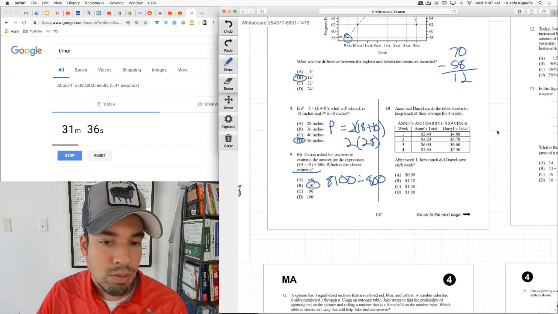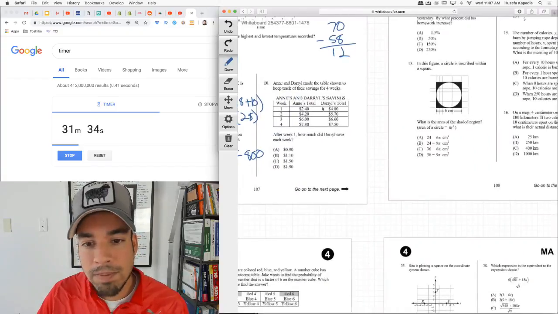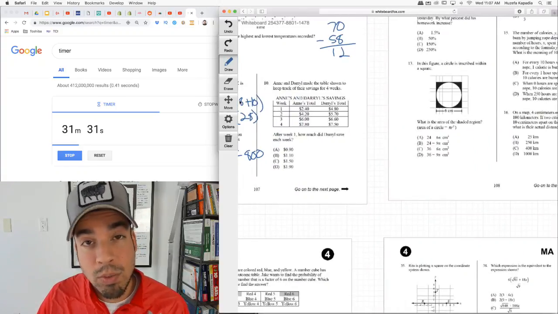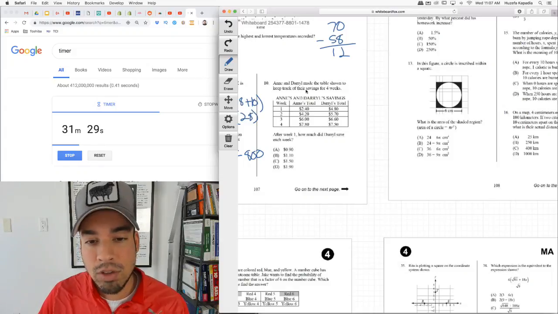Pretty obvious that's 10. Next, Anne and Daryl made this. So it's very important: read those instructions. If it says estimate, estimate. There's a reason why they're saying that, to save you time.